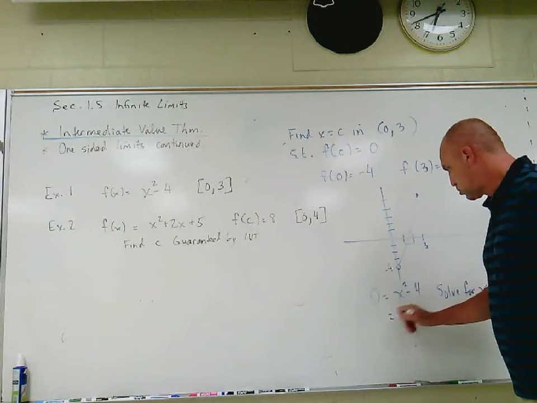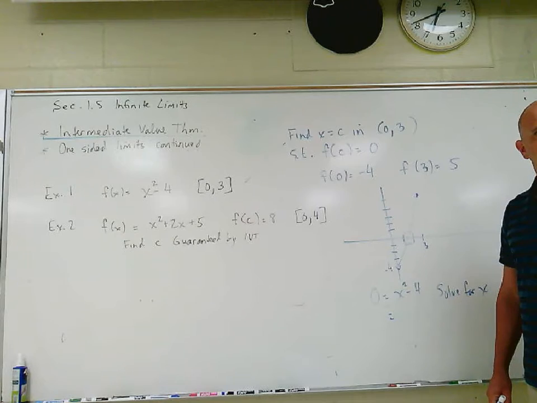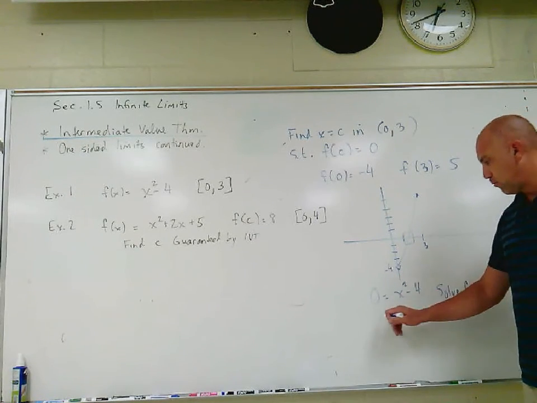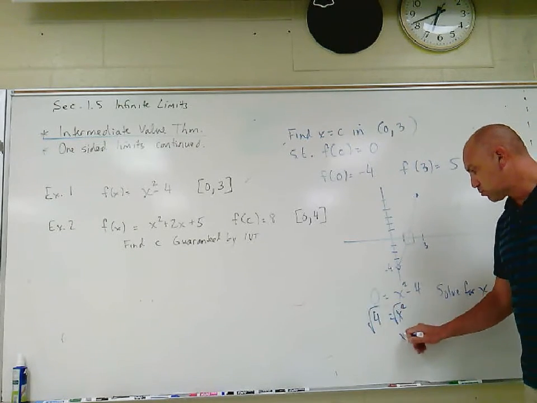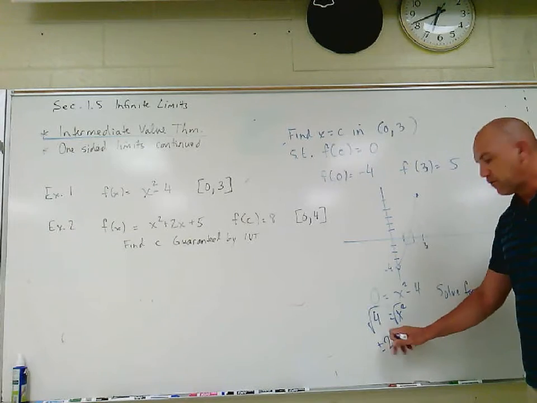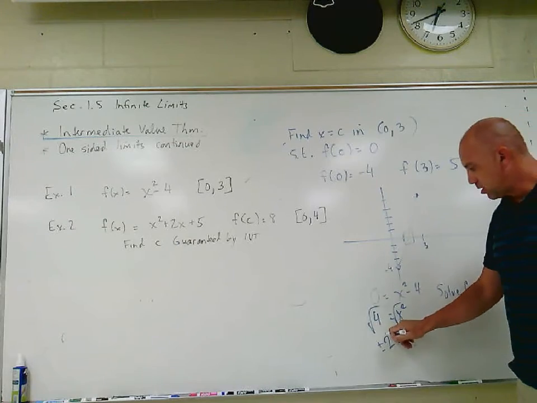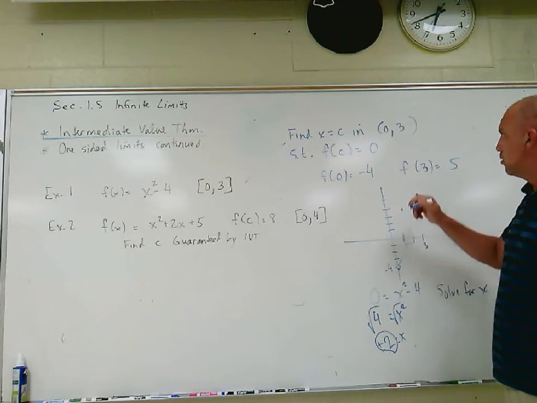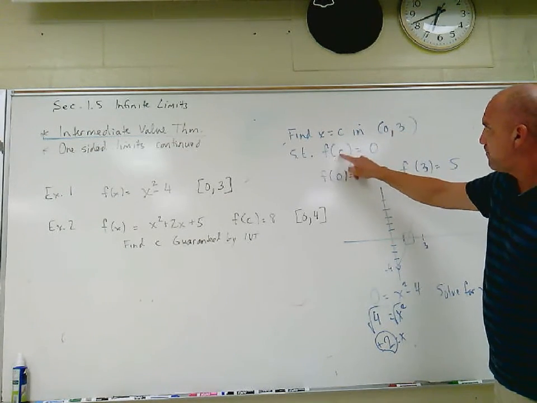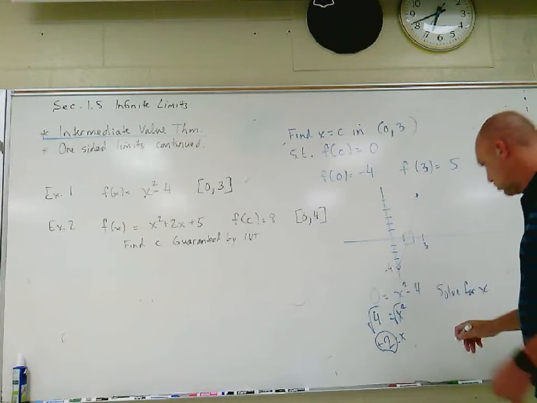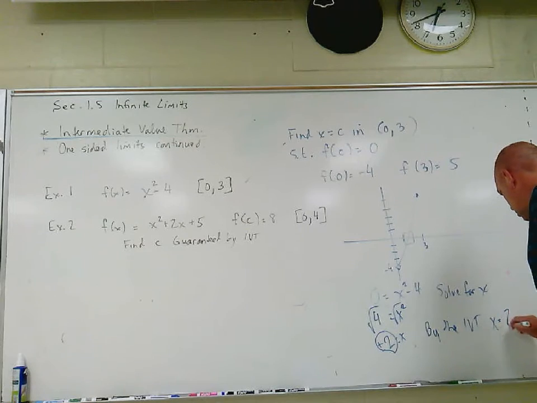So, what's the best way to solve? You can add the 4. 4 is x squared, then what would you do? Square root. Now typically when you do square root, you should put plus or minus. However, we don't want both of those answers. We only want the one that's between 0 and 3, so you'd only keep the 2. So for this problem, find this x in this interval such that f of that x is 0. And so our answer by the intermediate value theorem, x is 2.